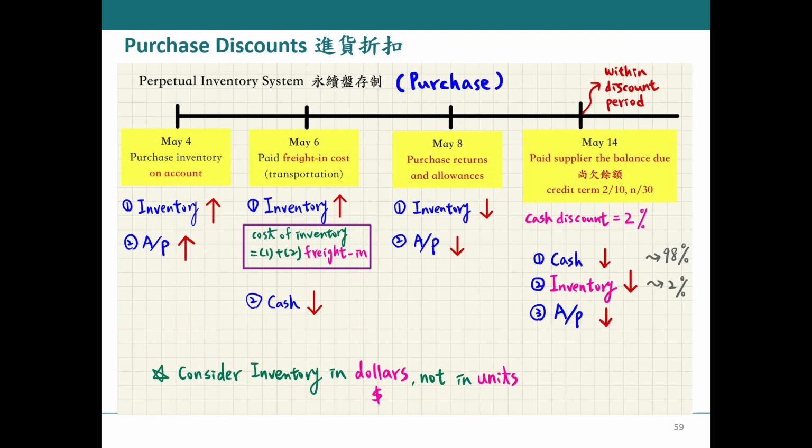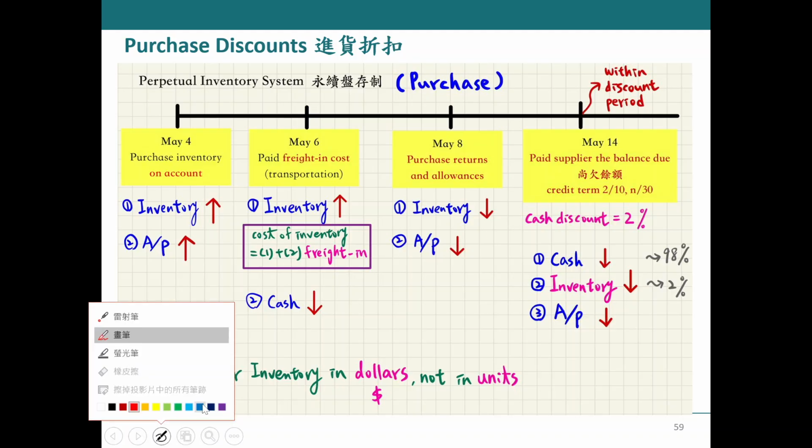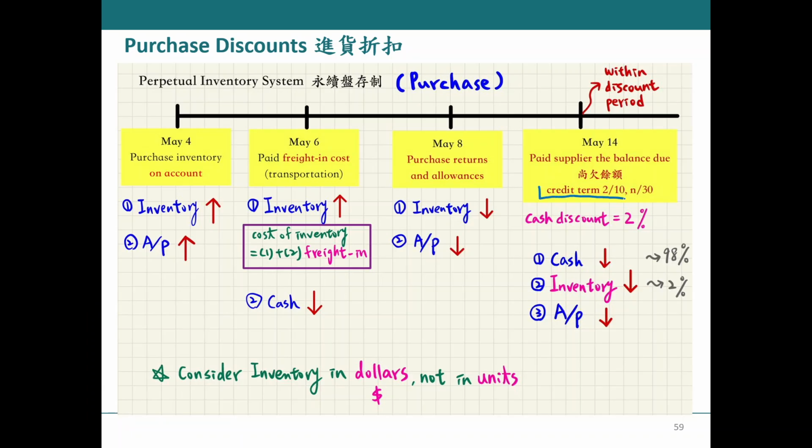Okay, so let's go to our slide 59. The last transaction we have is what? Pay the money, right? Before you start to record the transactions, what's the first thing you have to do? Make sure whether you get a cash discount or not. So how could you make sure? The credit term is 2/10, n/30, so you had to pay the money within 10 days. Did you pay the money within 10 days? Yes or no?